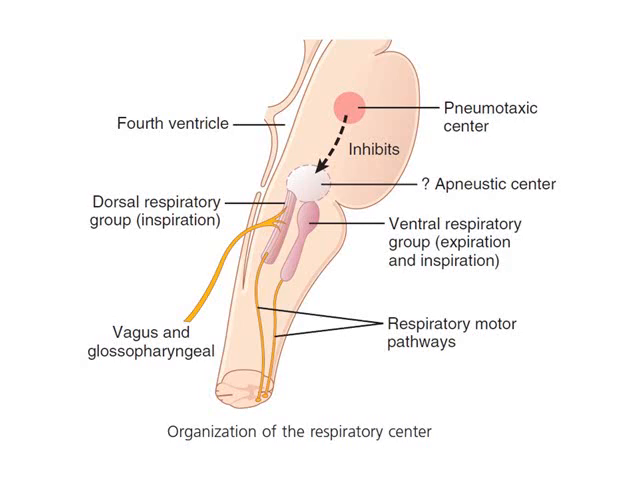However, both the dorsal respiratory group and the ventral respiratory group send efferent fibers down to the diaphragm and other inspiratory and expiratory muscles through the respiratory motor pathways.